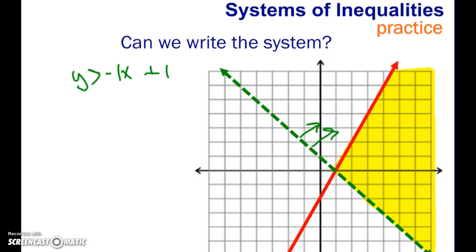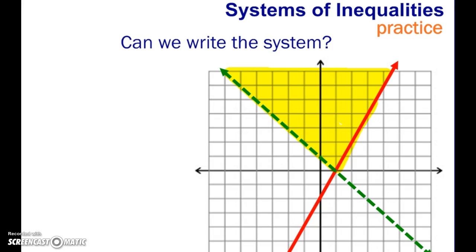The red line is solid this time. The shading is below. So it's going to be less than or equal to, since it's a solid line. y. There it goes through, looks like -2. Has a slope of up 2 and over 1. So positive 2x. Those would be my two equations. So yes, I can write that system. Looking at the next one here.